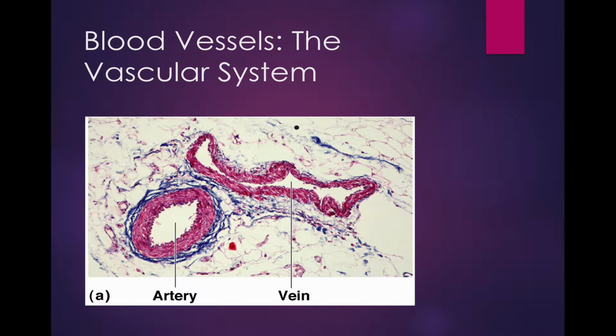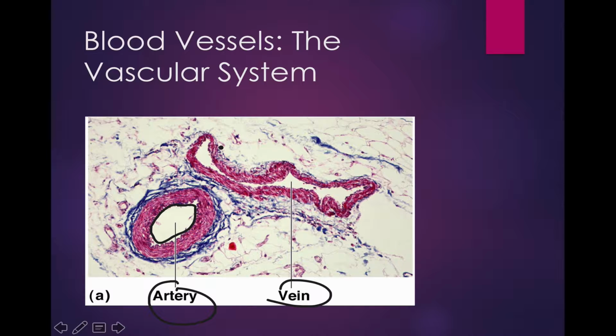We are going through blood vessels and the vascular system. I really wanted to bring to attention the differences between the structure of arteries and veins. I would say the biggest difference here is the inner layer. So the inner layer of an artery is actually very large.